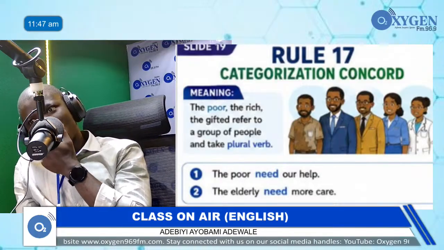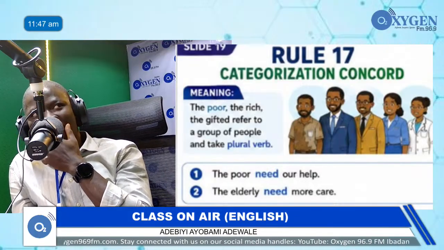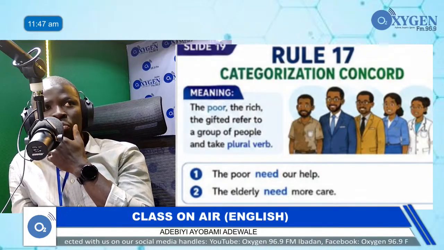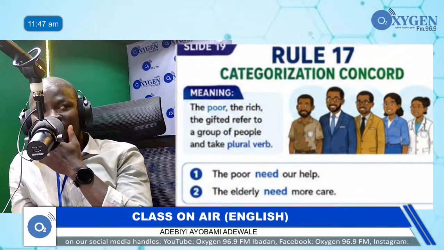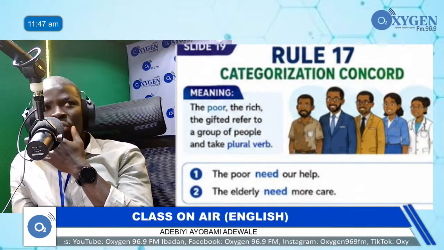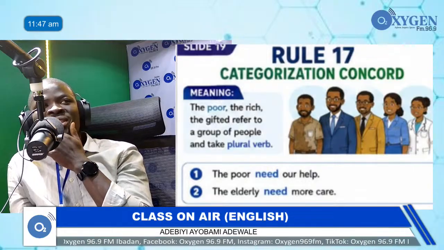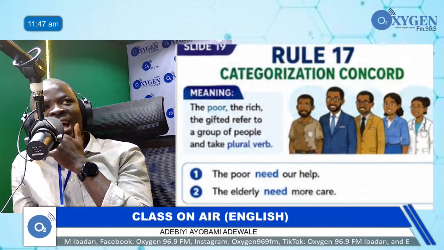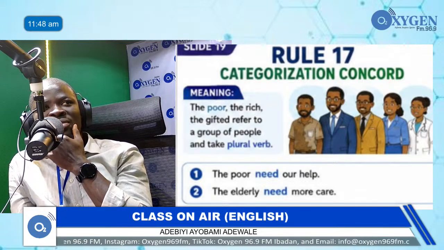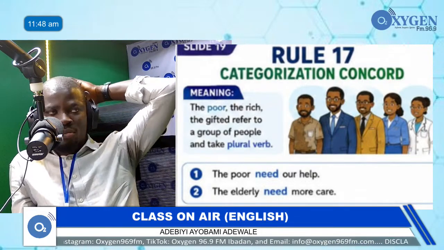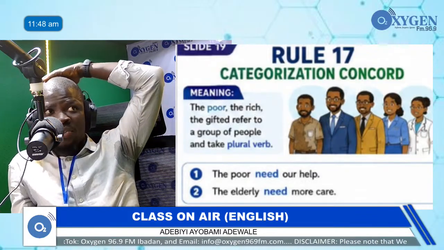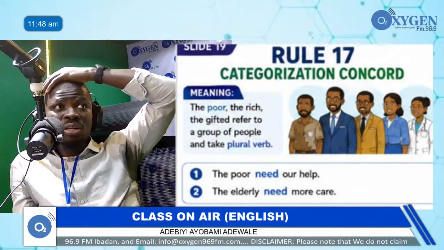And look at the example we have here. We have the poor, the rich, the gifted, which refer to a group of people and take plural verbs. The needy, the childless, the barren, the scholar, and more examples like that. So we have an example here: the poor need our help. Here we are literally saying that a lot of people that are poor, we need to help them. So it will not be "needs", it will take a plural verb.